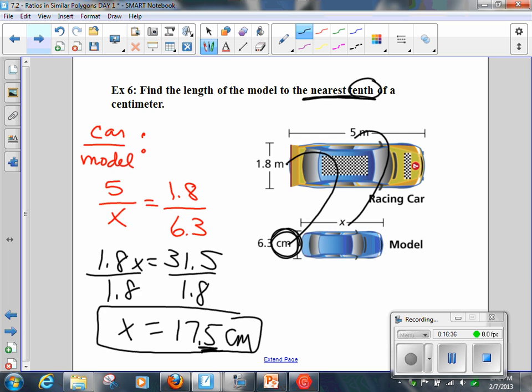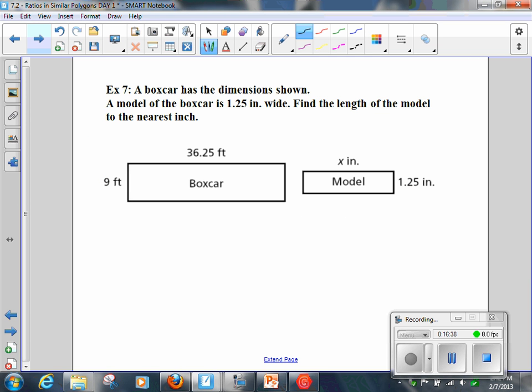Let's look at the next one. It says a boxcar has the dimensions below. What's a boxcar?